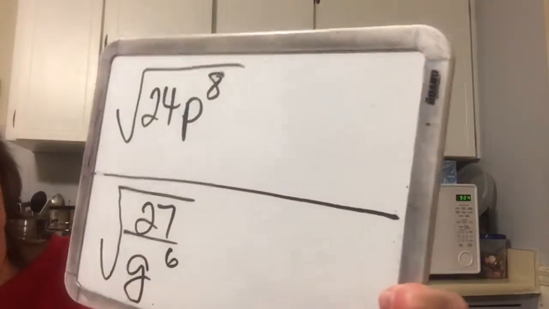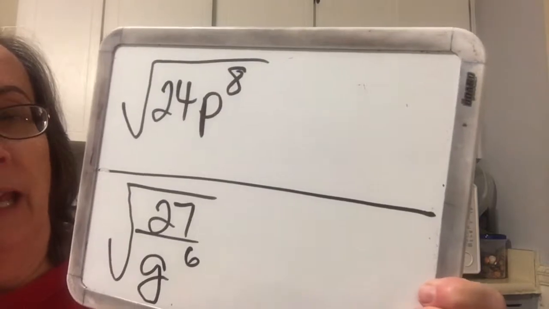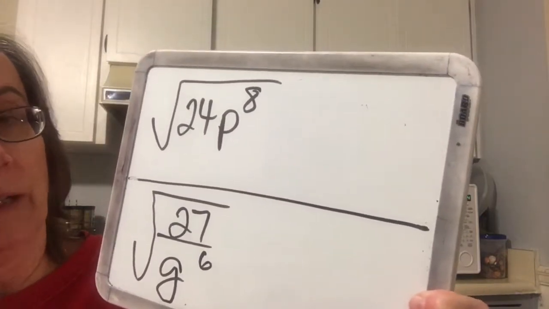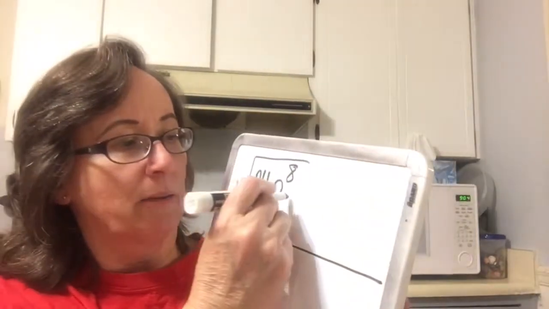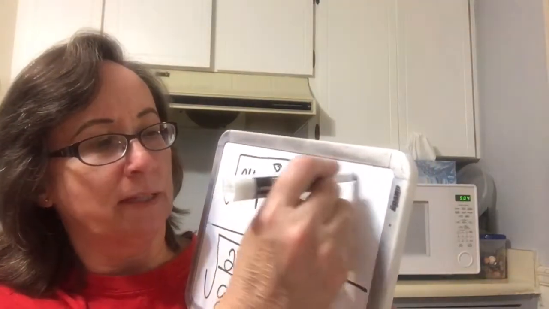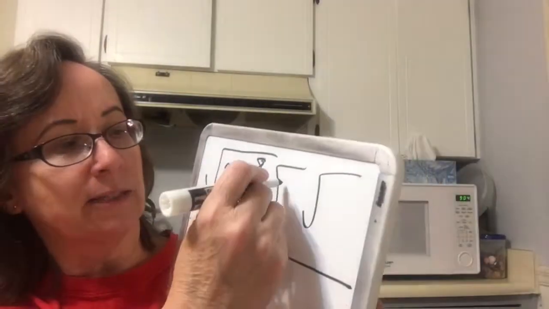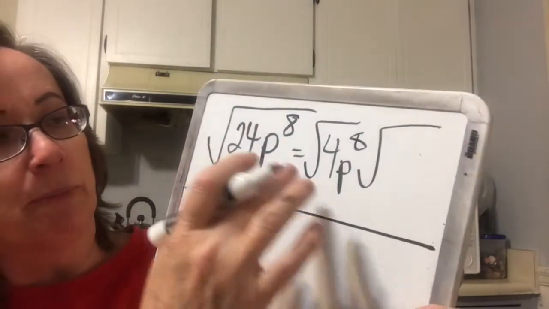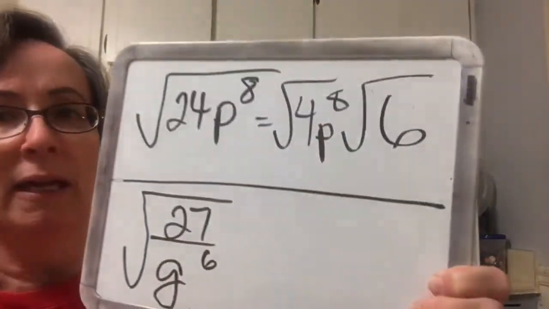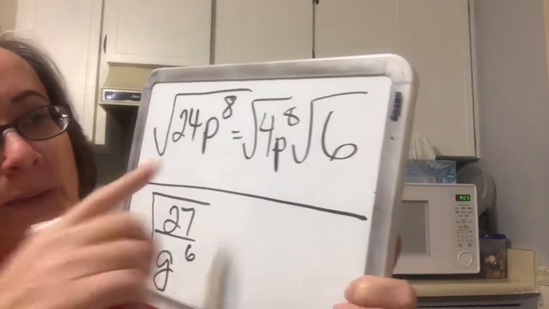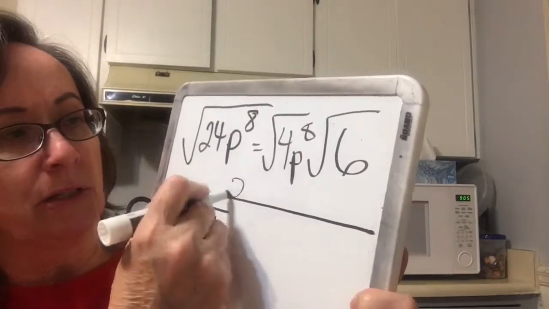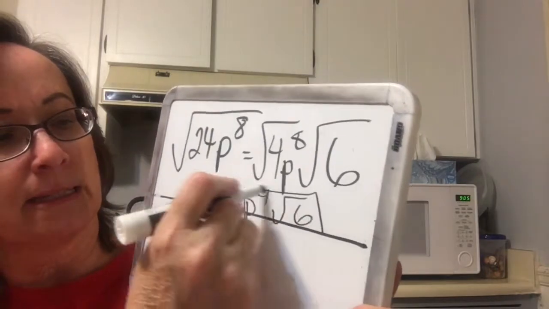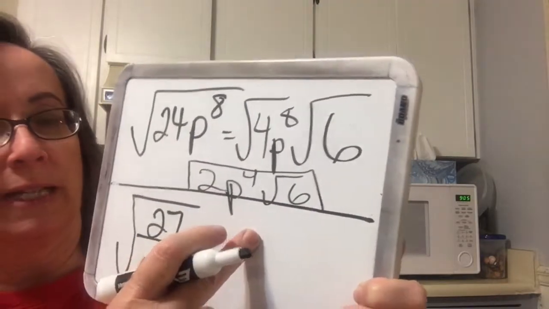All right, so on the next one, we've got a variable that has a perfect square, but our number in front is not. So I'm going to break this into what's perfect and what's not. And 24 has a 4, and it has a p to the 8th, which is perfect. And then I put my leftovers over here, which will just be the square root of 6. So this will come out of the radical as a 2p to the 4 square root of 6. And that would be my final answer.